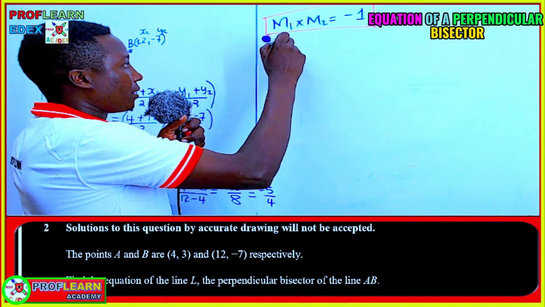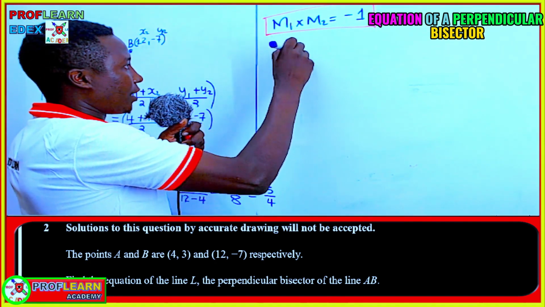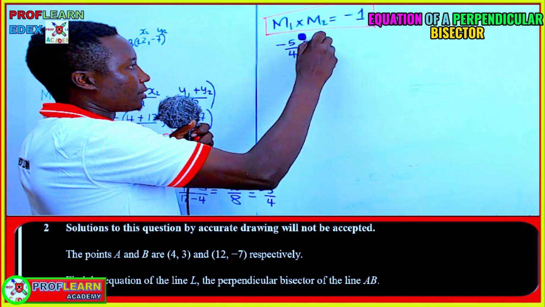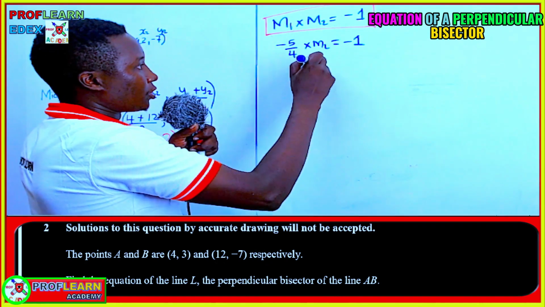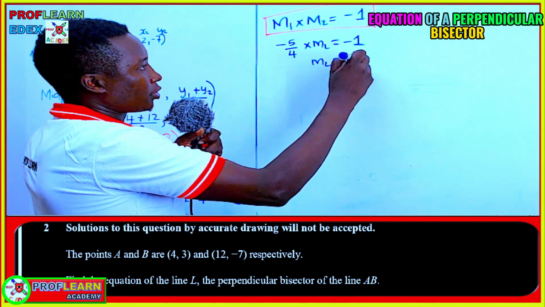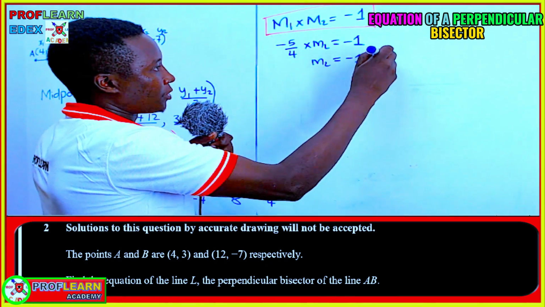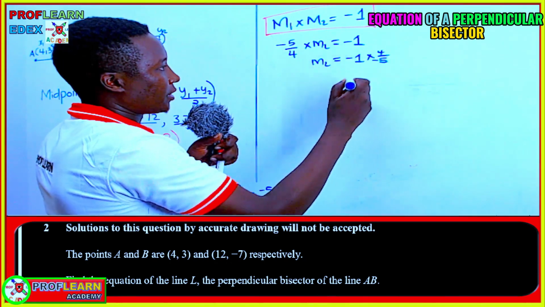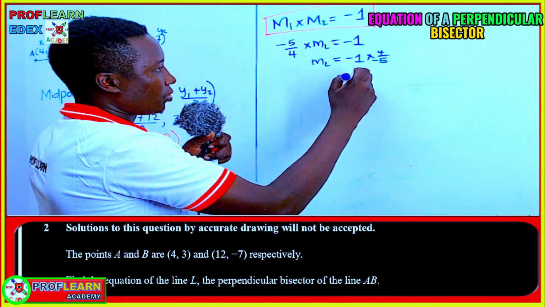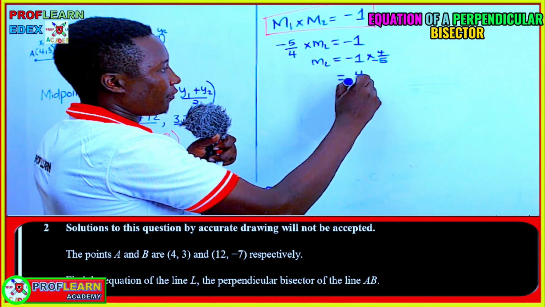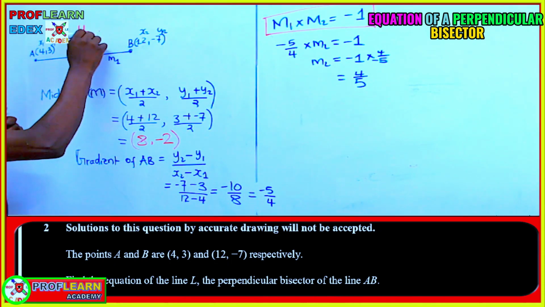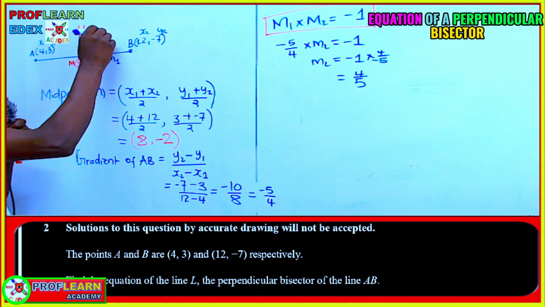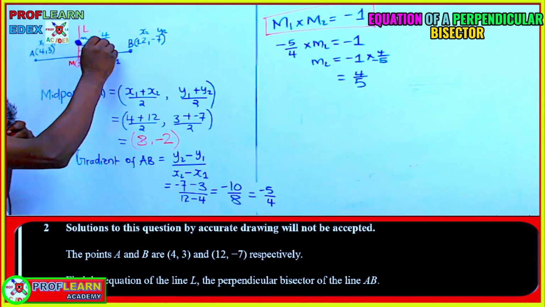So this is going to be -5 over 4 times M2, which is going to give us -1. So our M2 is going to be -1 times 4 over 5, negative. So basically, we're going to end up having 4 over 5 as the gradient of this line. So we can say the gradient of this line is 4 over 5.